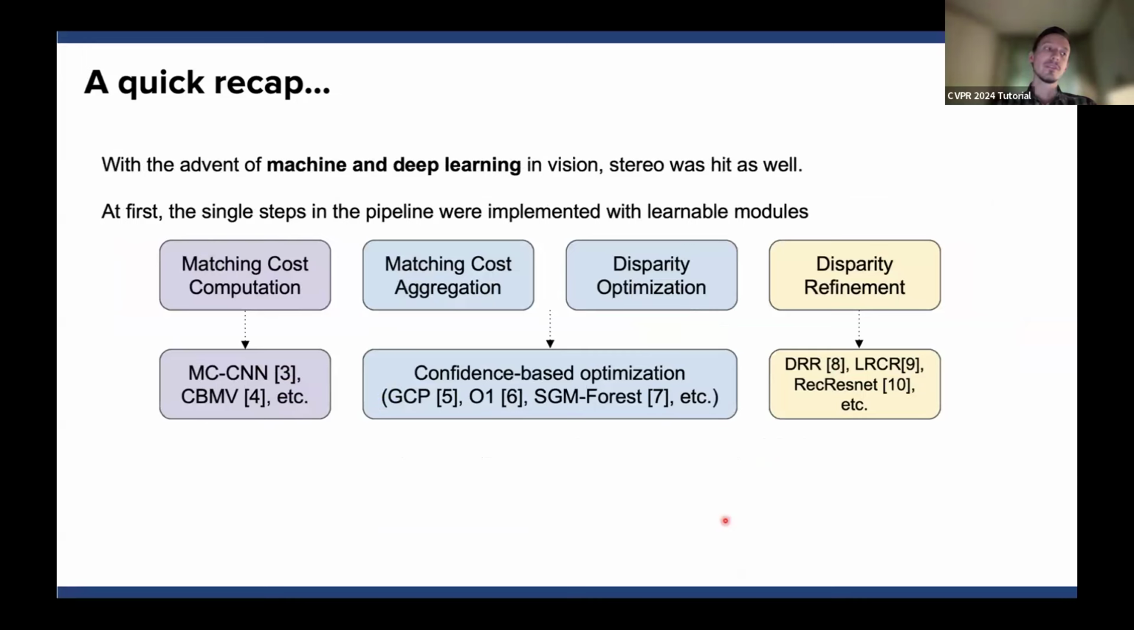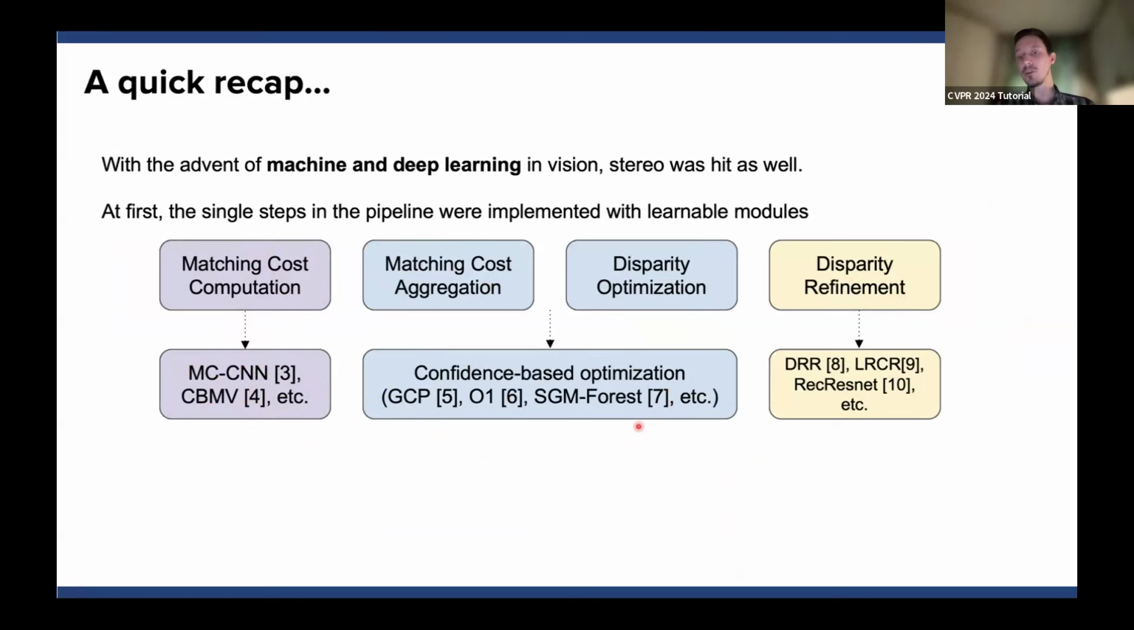In 2015, the very first approach to machine learning for stereo matching was to start replacing these single stages with some learnable components. So at first, we had some neural networks capable of computing the matching cost.